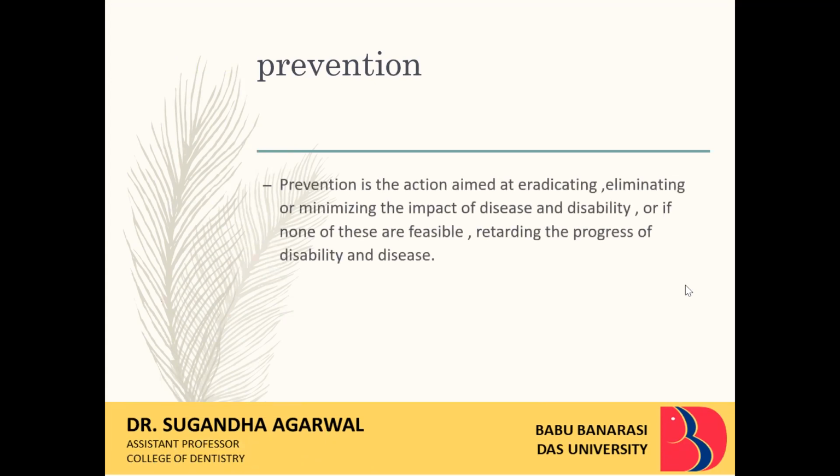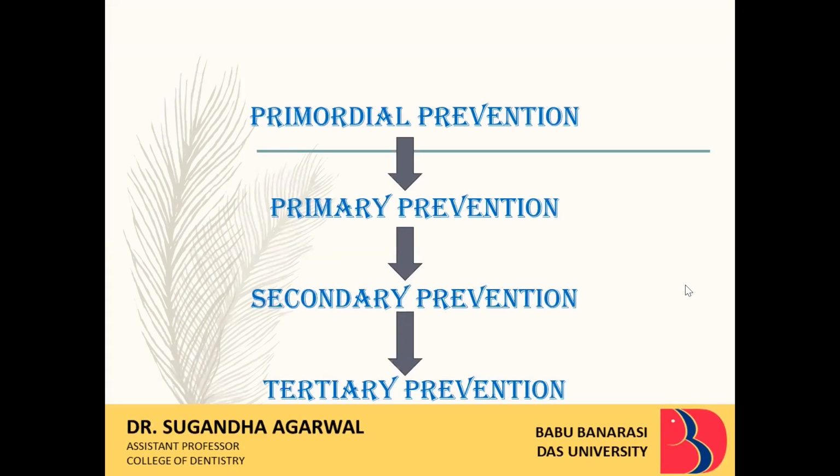Prevention. What is prevention? Prevention is the action aimed at eradicating, eliminating, or minimizing the impact of disease and disability, or if none of these are feasible, retarding the progress of disability and disease. So, first is the primordial prevention, primary prevention, secondary prevention, and tertiary prevention.